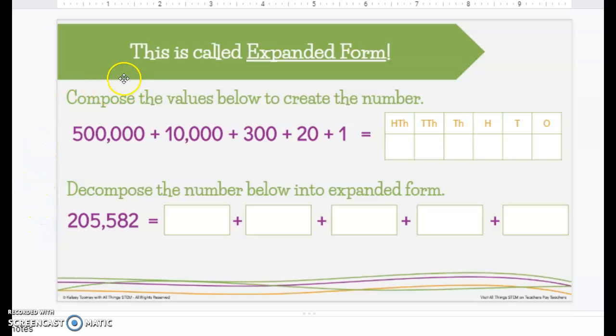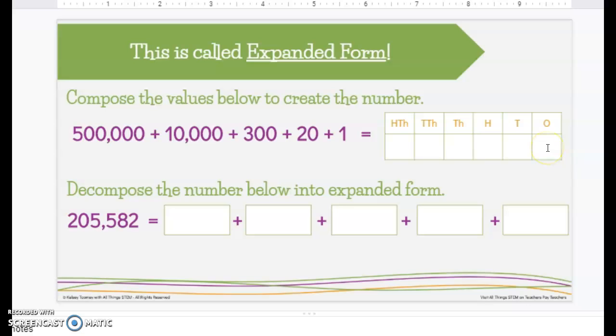All right, so this is called expanded form. Compose the values below to create the number. So we have the number 500,000 plus 10,000 plus 300 plus 20 plus 1 equals.